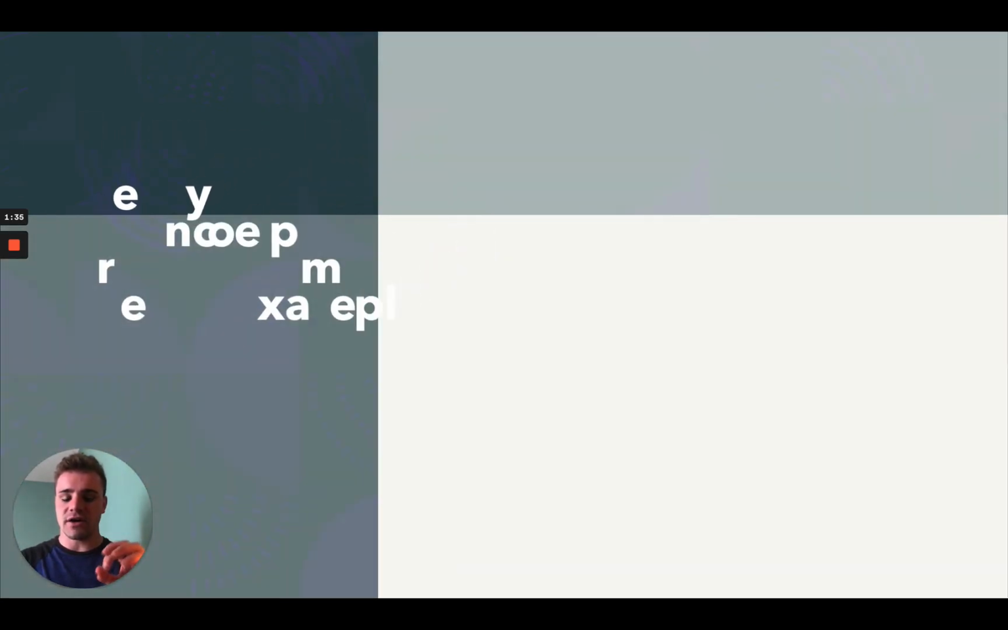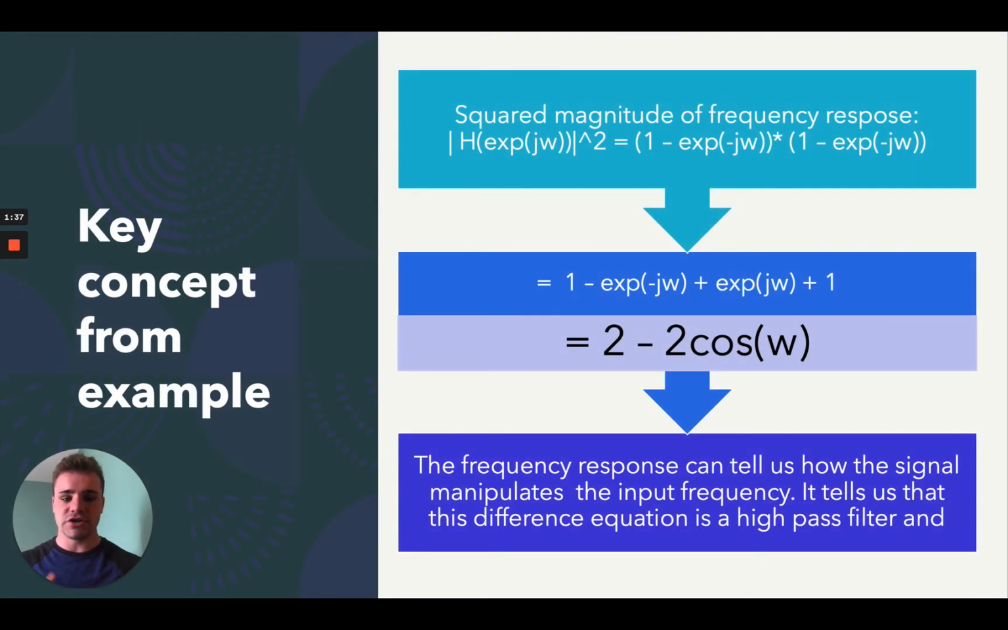This highlights key concepts about the frequency response, that if we square the frequency response to get the magnitude of it, we get that it is 2 minus 2 cosine omega. This tells us a lot about the frequency response of the signals and how the difference system manipulates the input frequency of the signal. It tells us, for example, that this difference equation that we just analyzed is a high-pass filter.